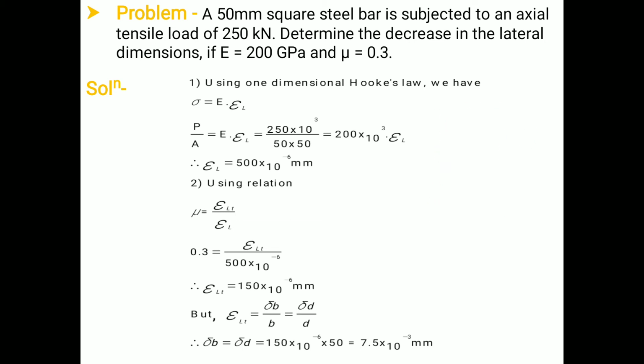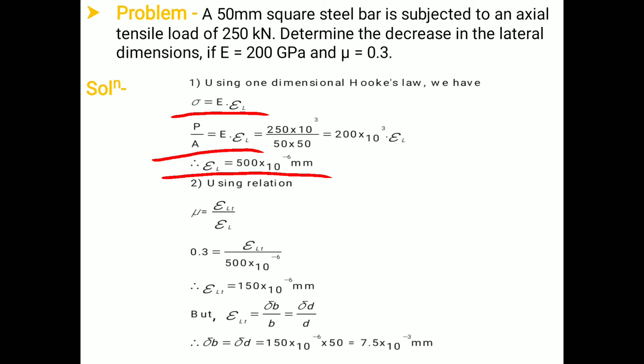We have the concept of Hooke's law, which is given by sigma is equal to E into epsilon L. If I put the value of sigma which is equal to P by A, that we have already discussed in the previous lectures also, then we have the relation P by A is equal to E into epsilon L. Then if I solve this equation for the value of epsilon L, I have epsilon L is equal to 500 into 10 raised to minus 6 mm.